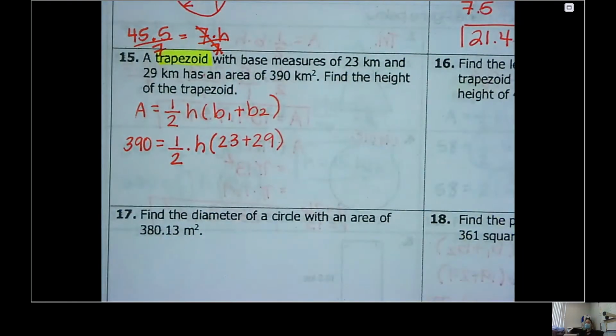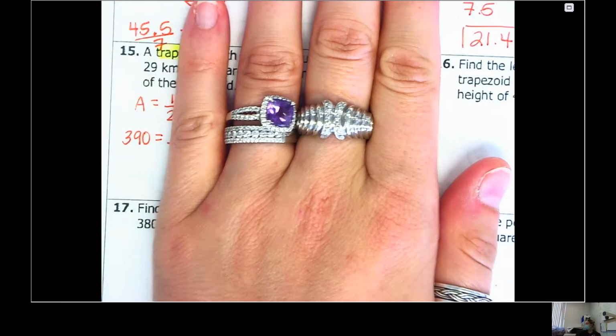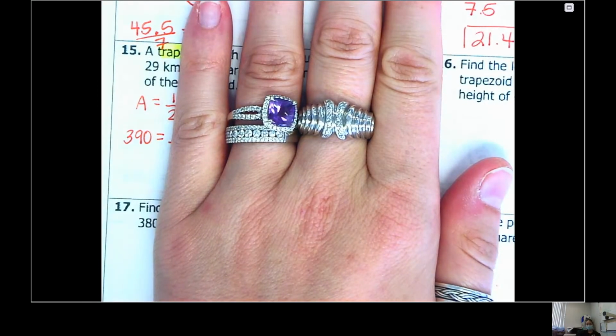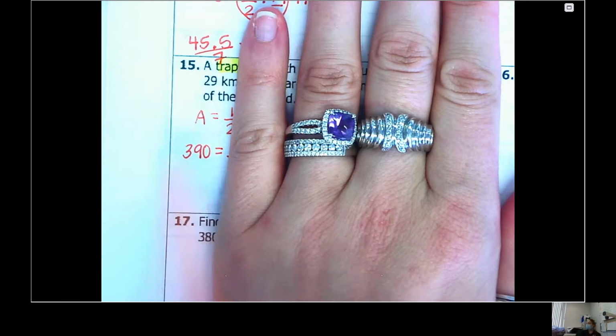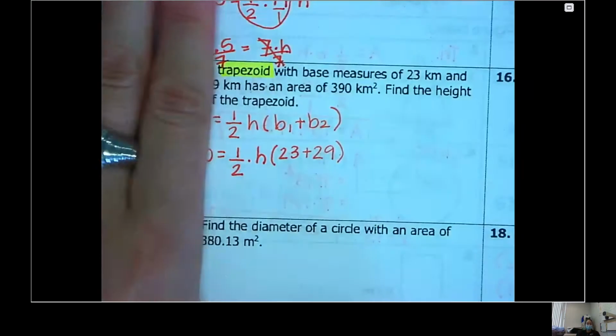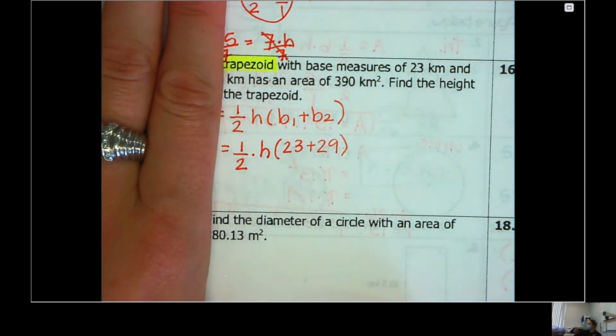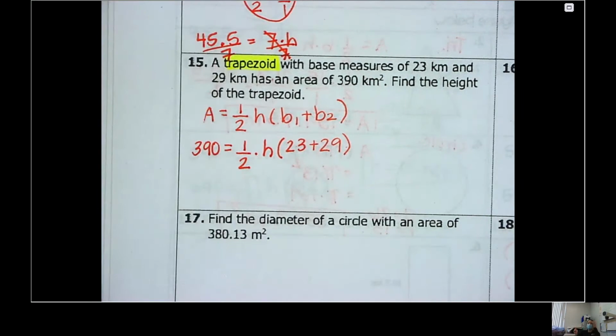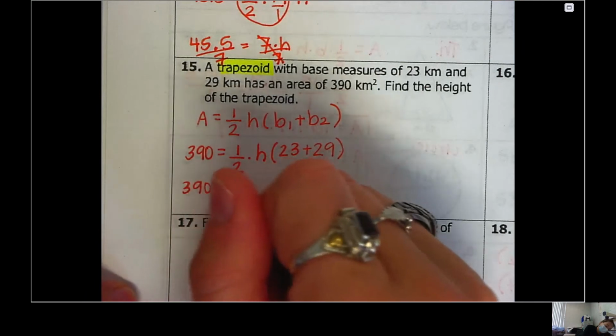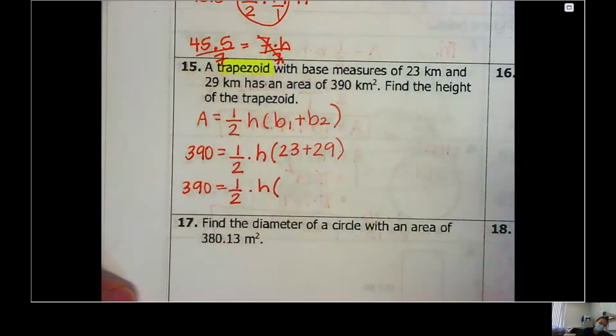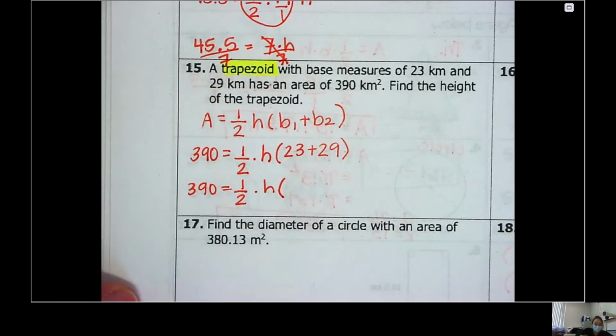Okay, so now here's the equation I'm trying to solve for. I'm trying to get the H by itself. If I look at the left side, is there anything to do on the left side? No, it's just a number by itself, so I'm going to leave it alone. So now I'm looking at the right side. What can I do on the right side? Good, I can do the parentheses first. So I'm just going to add 23 and 29 together. I'm going to rewrite everything else. So what is 23 plus 29? 52, good.